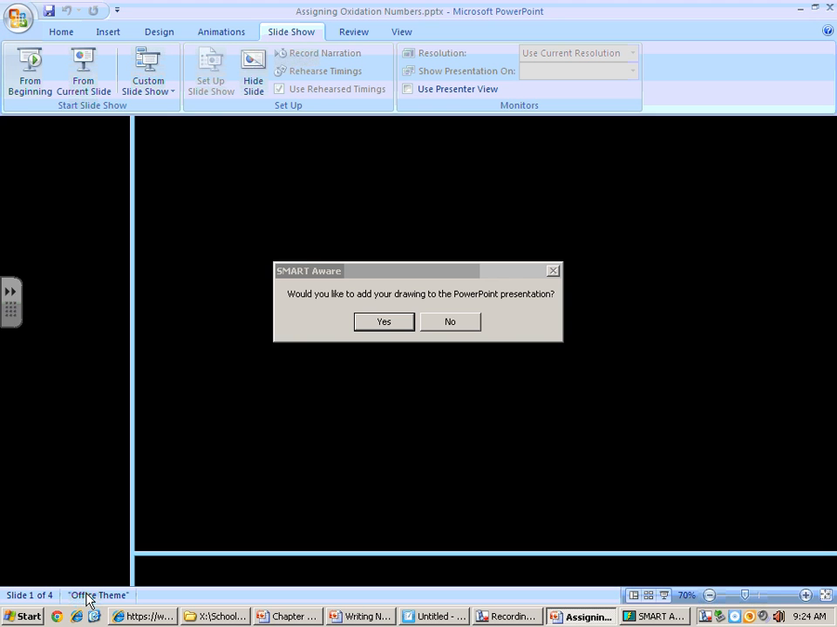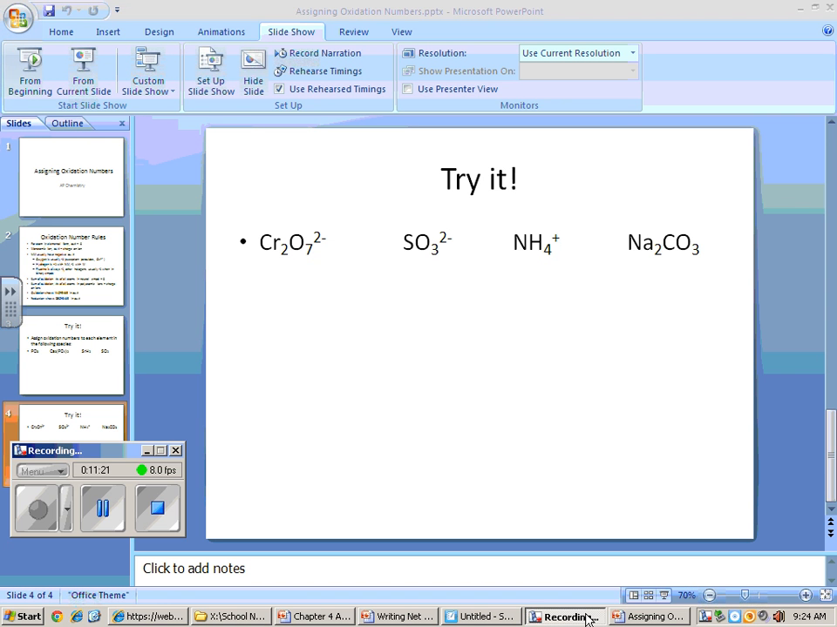So there we go. That's a little bit of a refresher on assigning oxidation numbers.